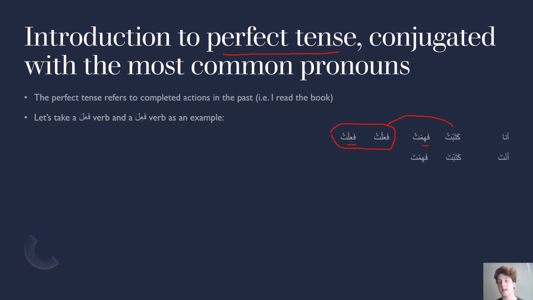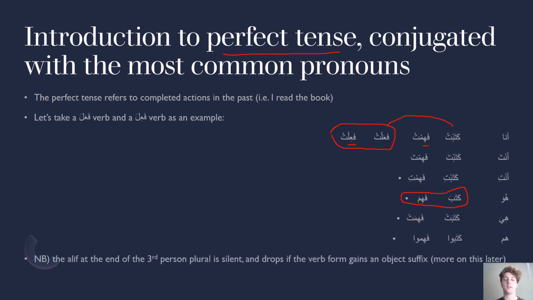Anta katabta, anta fahimta, anti katabti, anti fahimti, huwa kataba, huwa fahima. So you can see that this is where we derive our verbs. So he wrote, he understood. Then we have hiya katabat, hiya fahimat, and hum katabu, hum fahimu.